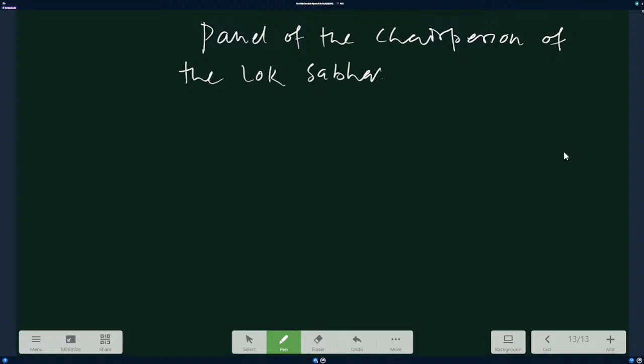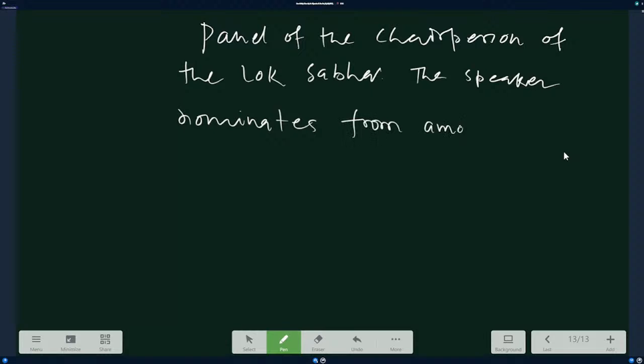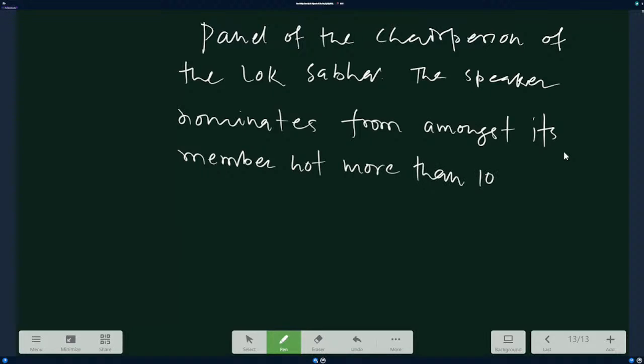Right, the Speaker nominates from amongst its members a panel of not more than 10 in the panel of chairperson.